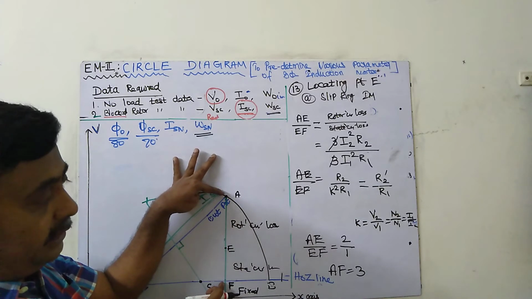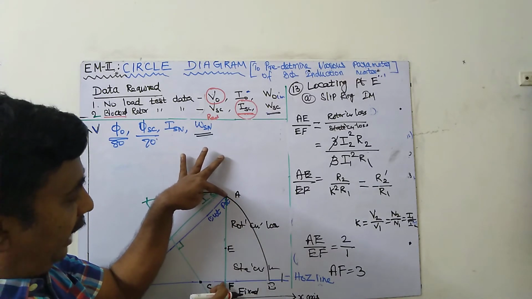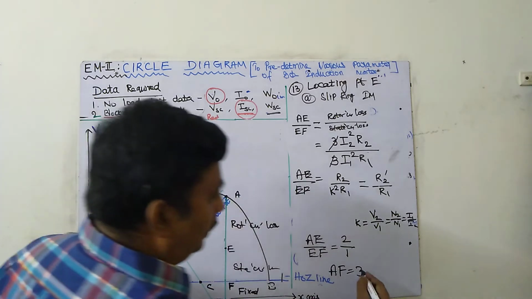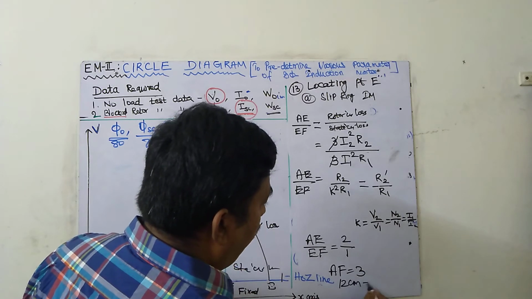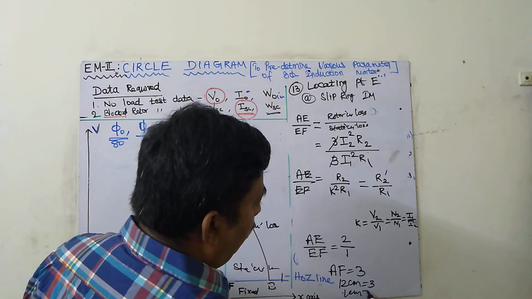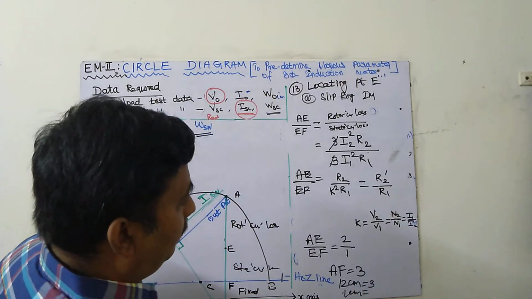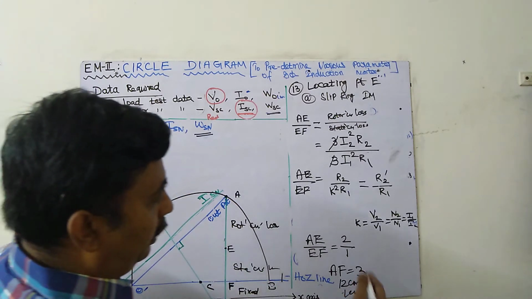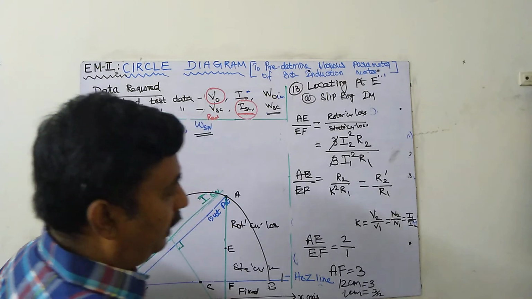Okay, this value we have to measure. This is 3. Suppose when measuring, I am getting 12 centimeter. So 12 centimeter equals 3. For 1 centimeter equal to how much? 12 centimeter equals 3 amps, so 1 centimeter equals 1 into 3 divided by 12. Like this we have to calculate.